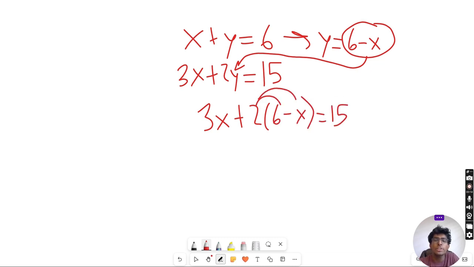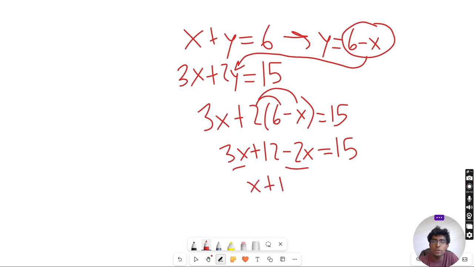So now we're going to distribute this 2 here. We're going to have 3x plus 12 minus 2x equals 15, right? We're going to combine like terms, this 3x and this minus 2x, to get x plus 12 equals 15. Now one-step equation, we want to get the variable by itself, subtract both sides by 12, and we will get x equals 3 as our x term.